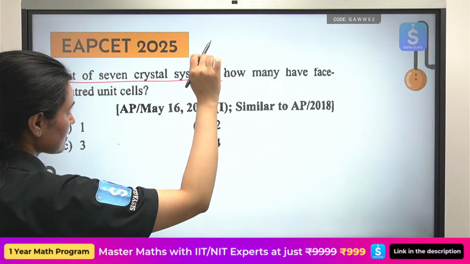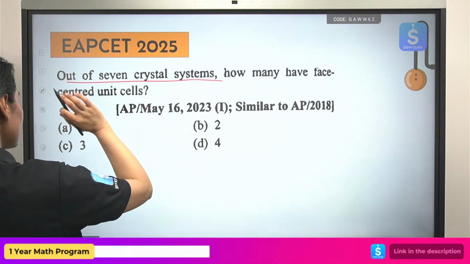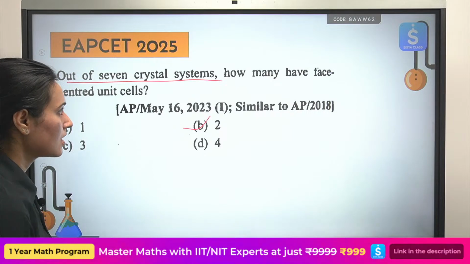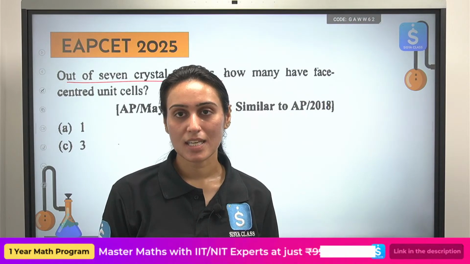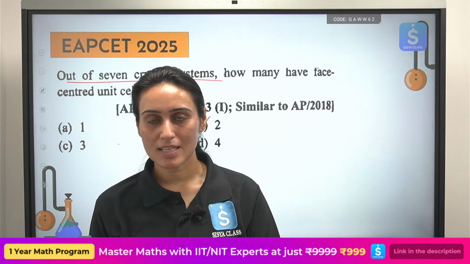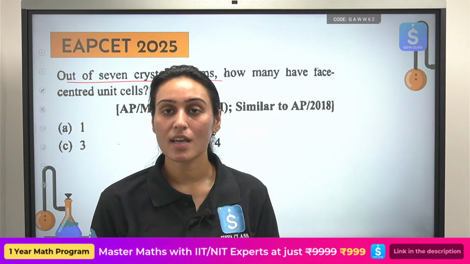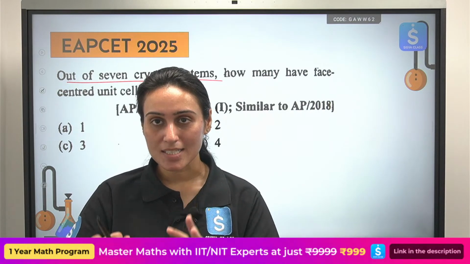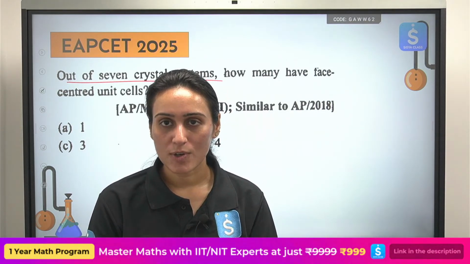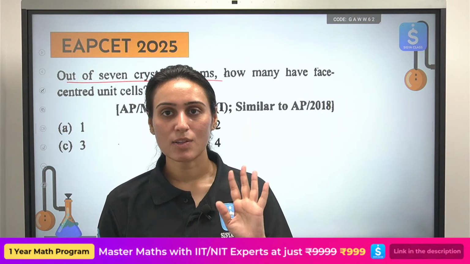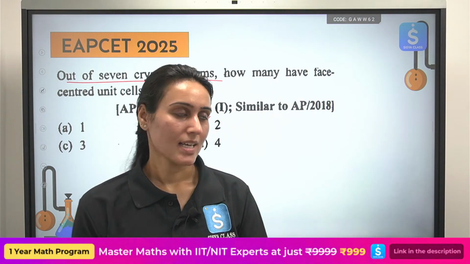Out of 7 crystal systems, how many have face centered unit cells? Only 2 crystal systems which we have seen have face centered unit cells. And you have to remember those 7 crystal systems. I hope you have written them down. I hope you are practicing them. You will see one question definitely from there. Okay, see the next question.